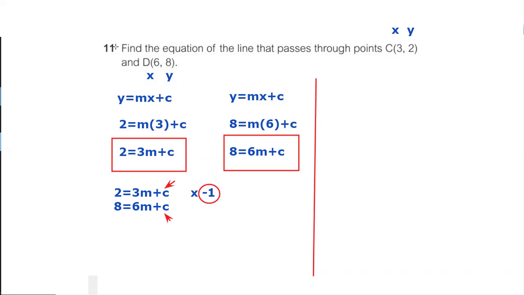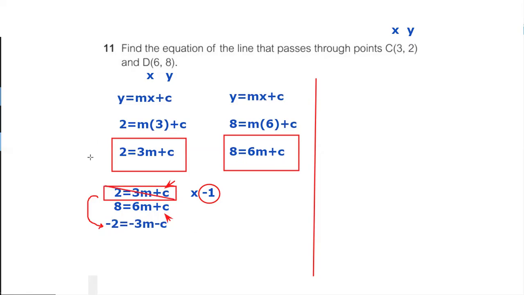So I'm going to multiply it by negative 1. And when you multiply, you have to multiply the whole equation. Focus on this. So I'm going to multiply it and write it down here. So we can solve it with the upper equation. Negative 1 times 2 is going to be negative 2, and then equals negative 1 times 3m is going to be negative 3m. And then negative 1 times c is going to be negative c. And by that, I changed the signs of the whole equation. This means I don't need this equation anymore.